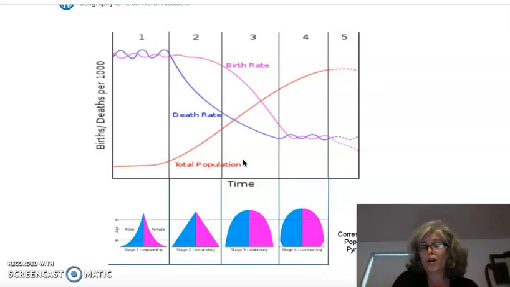So it will be your job to highlight a stage 3 country of your choice, a stage 4 country of your choice, and predict whether stage 5 is actually happening and observable in time today, and highlight that country also.